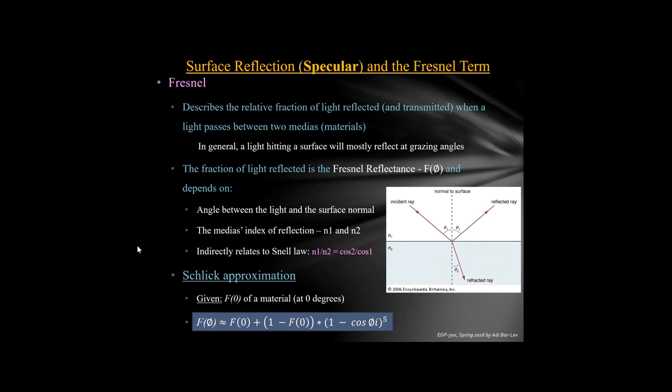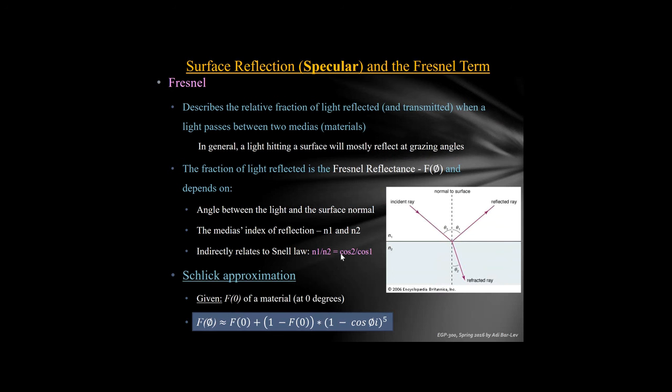And so for that, we can use something which is called the Snell law. And the Snell law is basically saying when two media are coming together, there's an interaction when you look at the way that ray is refracted and reflected. And it's easy to describe by N1 divided by N2 equals cosine 2 divided by cosine 1. So we won't get into it, just accept it. You probably learned it in high school.